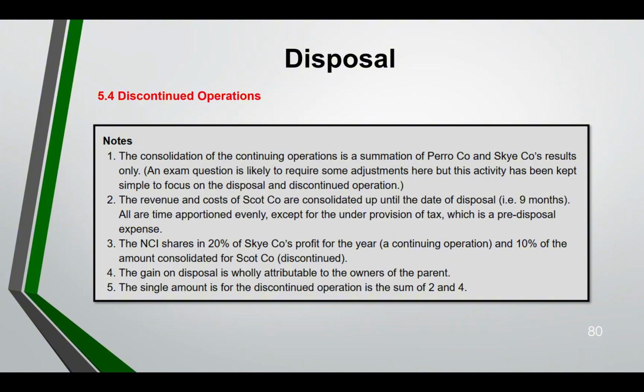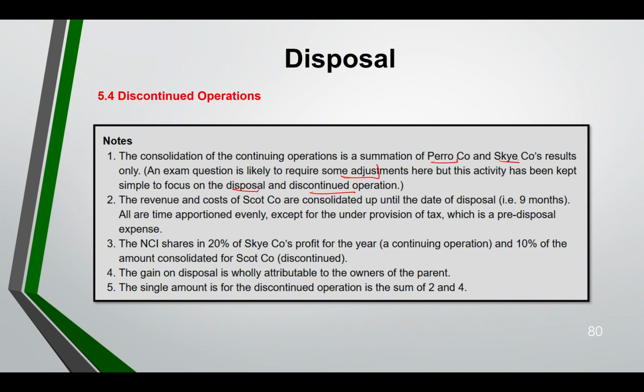So this is only for understanding purpose. If you see, when you are consolidating, you are just summing up Pero and Sky. But in your exam question, they will always require some adjustments to be made. They have kept it simple because their focus is on disposal and discontinued operation.